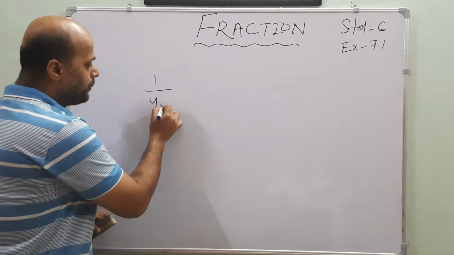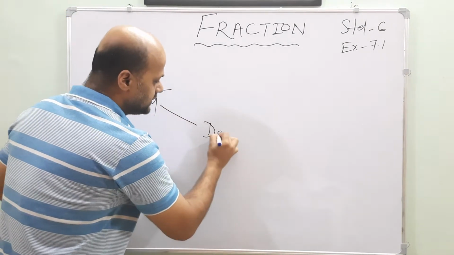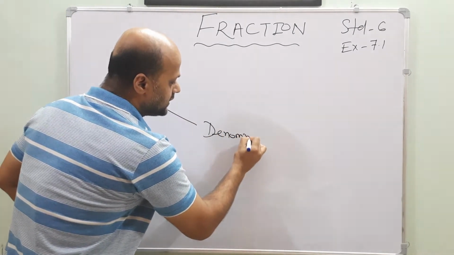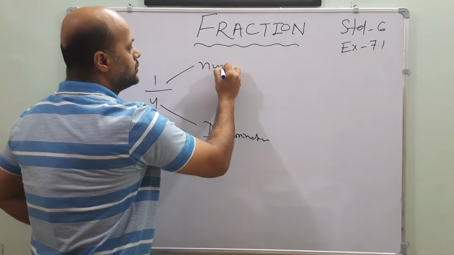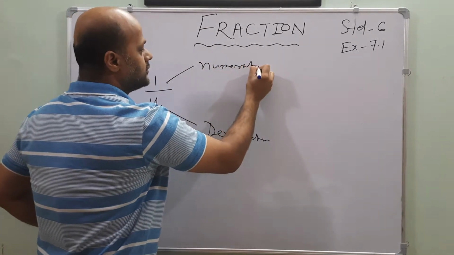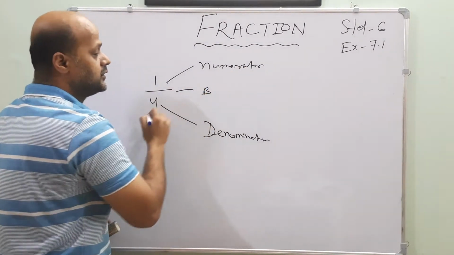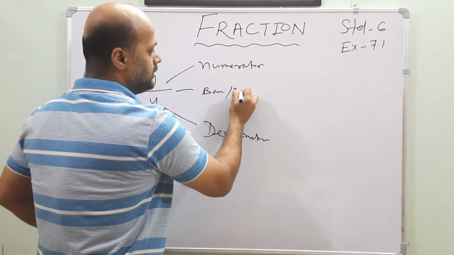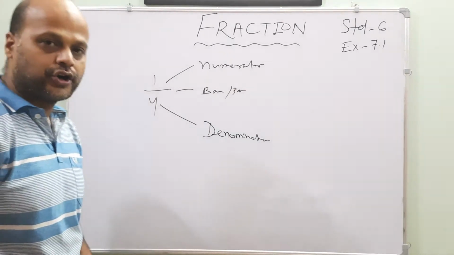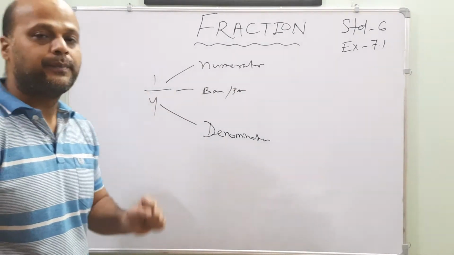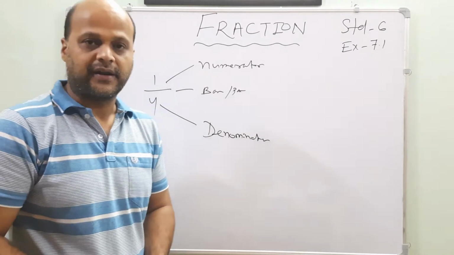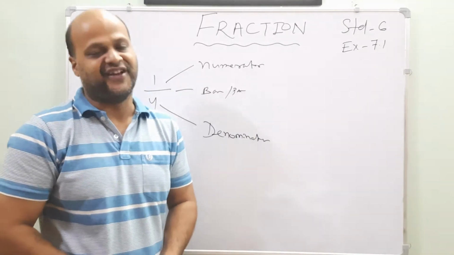The below part is called the denominator, and the upper part is called the numerator. And the middle part is called the bar or part. So the top one is called numerator, the below part is called denominator, and the middle part is called the bar. Okay, understood? Very good.